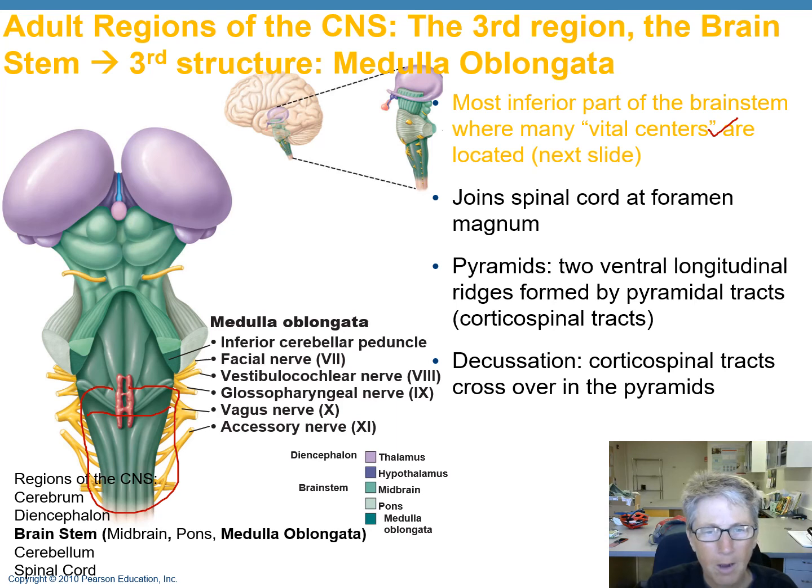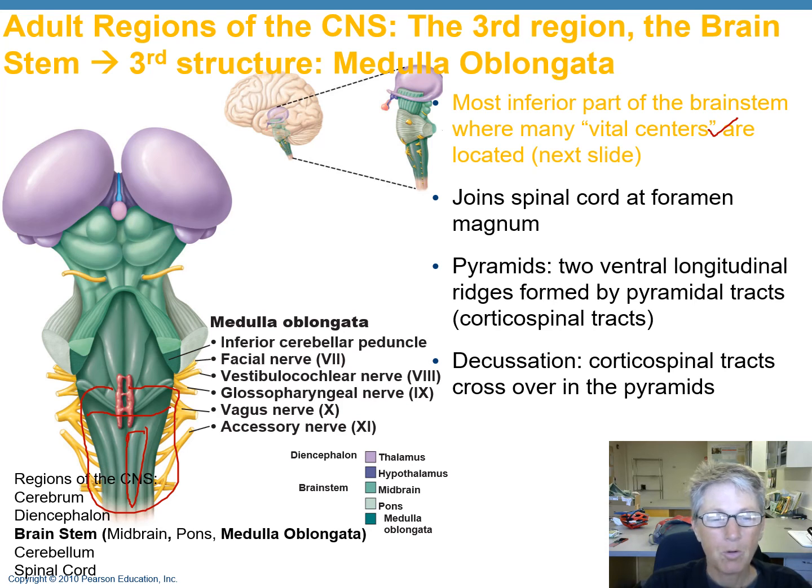In the medulla oblongata, you have things called pyramids. These ridges they call pyramids. There are two ventral longitudinal ridges here, and they're formed by pyramidal tracts. And remember, a tract is just a bundle of axons in the central nervous system.